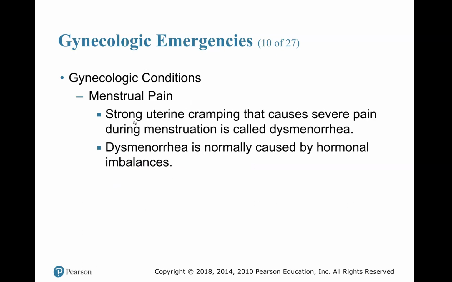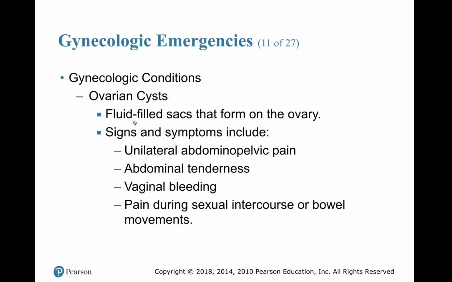Menstrual pain. Strong uterine cramping that causes severe pain during menstruation is called dysmenorrhea. Dysmenorrhea is normally caused by hormonal imbalances. Ovarian cysts are fluid-filled sacs that form on the ovary. Signs and symptoms include unilateral abdominopelvic pain, abdominal tenderness, vaginal bleeding, and pain during sexual intercourse or bowel movements.